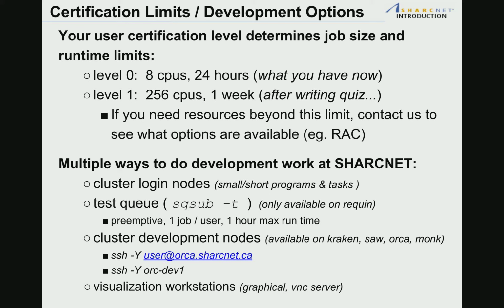There are test queues where you can submit jobs to the queue, but avoid the typical queue wait time, to see if the jobs will initiate properly. This is only available on Requin at this point, which gives you a preemptive 1 job per user with a 1 hour maximum runtime. There are also cluster development nodes available on Kraken, Saw, Orca, and Monk, and you can access these by using the -y option to allow you to work interactively on the system. So you log into the system, and then you log into a development node, and you can find the names of these through the systems page of the portal.